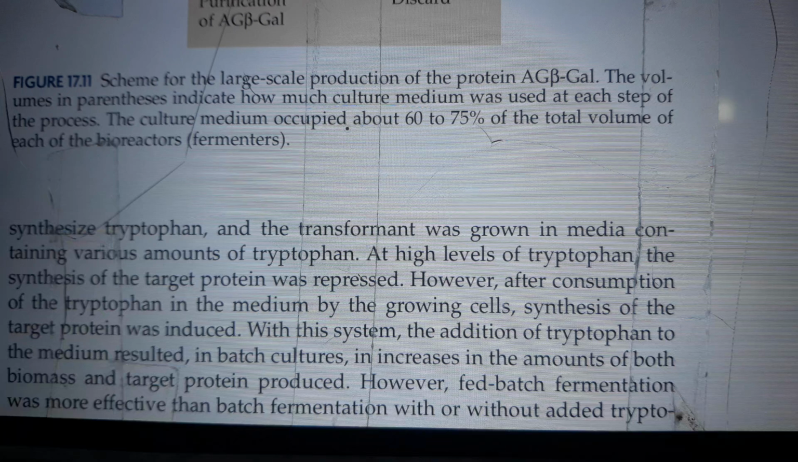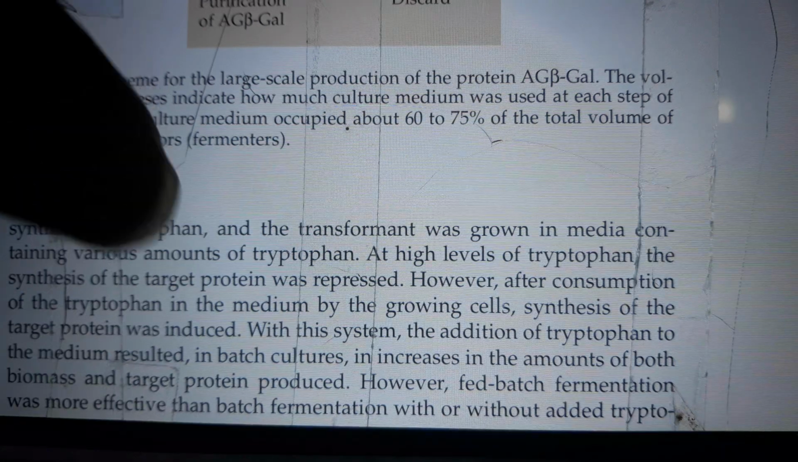Next is a scheme for the large-scale production of the protein A-G-beta-gal. The volumes in parentheses indicate how much culture medium was used at each step of the process. The culture medium occupied about 60 to 75% of the total volume of each of the bioreactor's fermenters.